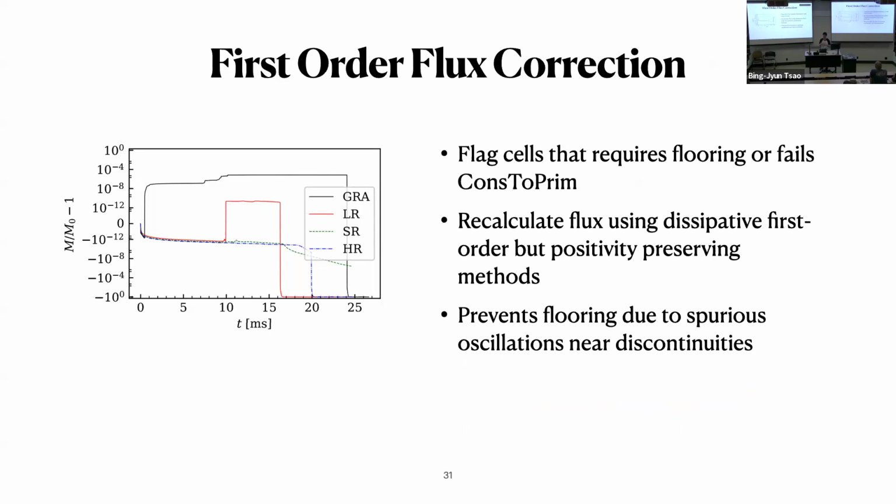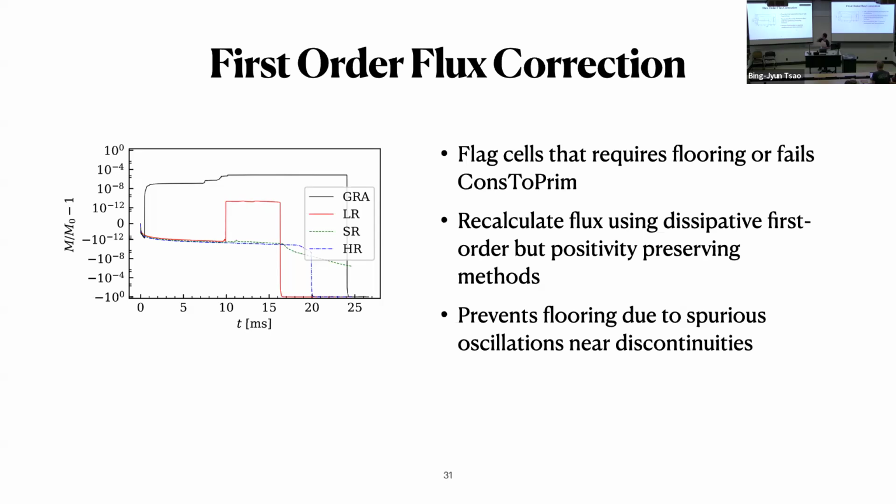We basically calculate the flux and then estimate a Runge-Kutta update. If that indicates a failure in the conservative-to-primitive inversion, then we flag those cells and fall back to a more dissipative method. Basically, we just use the donor cell and the LLF, which is positivity preserving. This doesn't eliminate the need for flooring, but it reduces the amount of flooring we need to do due to spurious oscillations near discontinuities like star surfaces and so on.